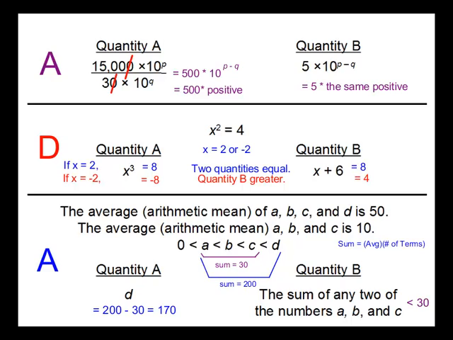And quantity B is kind of sophisticated. A, B, and C are all positive numbers. They sum to 30, so the sum of any two will sum to something less than 30. And A is definitely bigger.